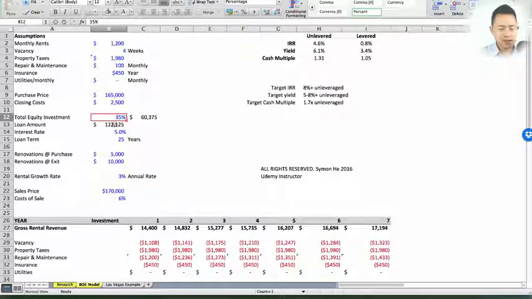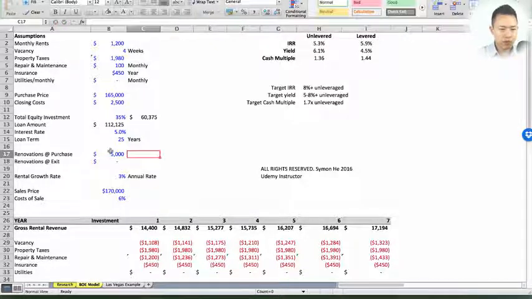And then let's assume that you're going to get some loan. I'm going to put 35% down and then borrow the rest. Okay, so for the purchase price plus closing costs here, 35% down, borrow the rest at 5% interest, and it is going to be long term. Let's do 25 years. Okay, but I'm also going to assume that we're going to do some renovation at the purchase to really spruce it up a little bit.